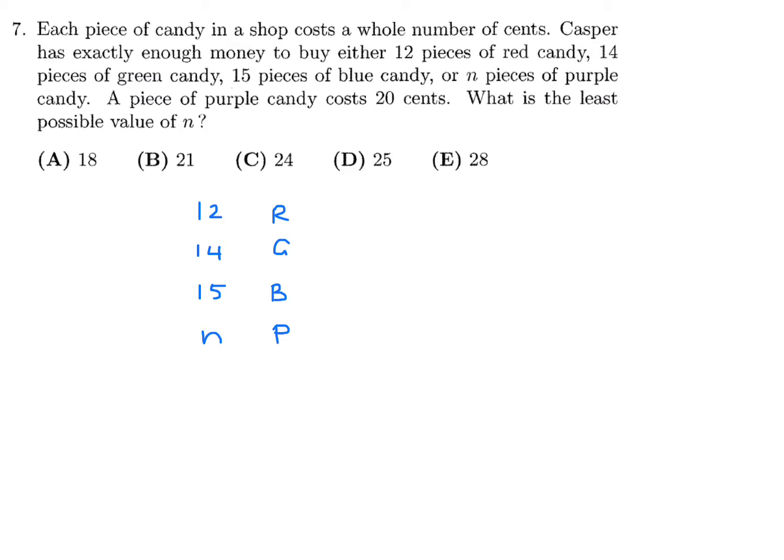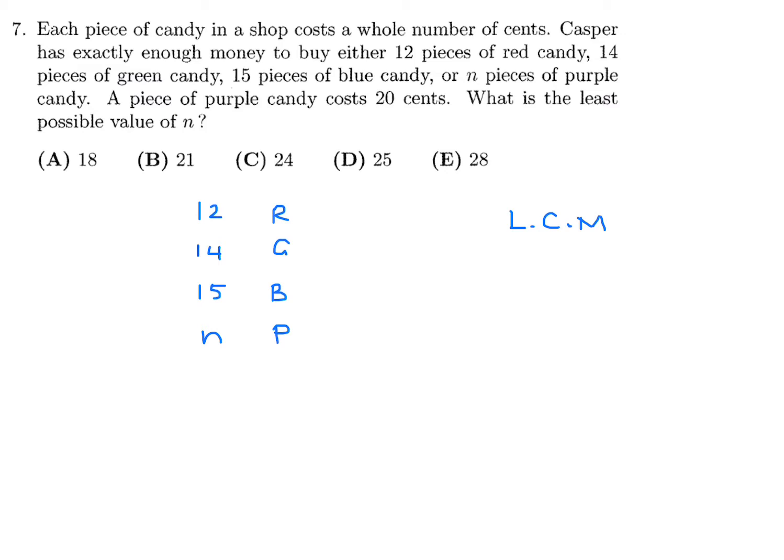All of these prices multiplied by the number of candy are going to be equal to the same number. So that means we have to find the lowest common multiple, or least common multiple, of these numbers.